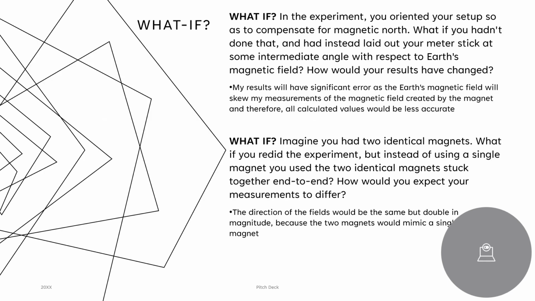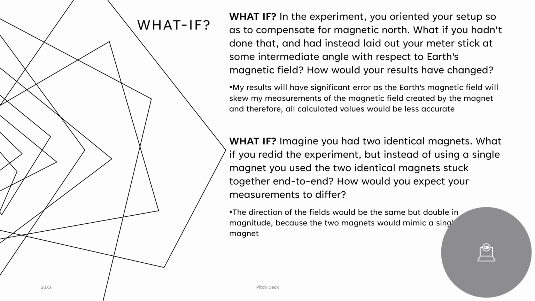And to answer some concluding questions: what if in the experiment you oriented your setup so as to compensate for magnetic north? What if you hadn't done that and had instead laid out your meter stick at some intermediate angle with respect to Earth's magnetic field? How would the results have changed? My results would have significant error, as the Earth's magnetic field would skew my measurements of the magnetic field created by the magnet, and therefore all calculated values would be less accurate.